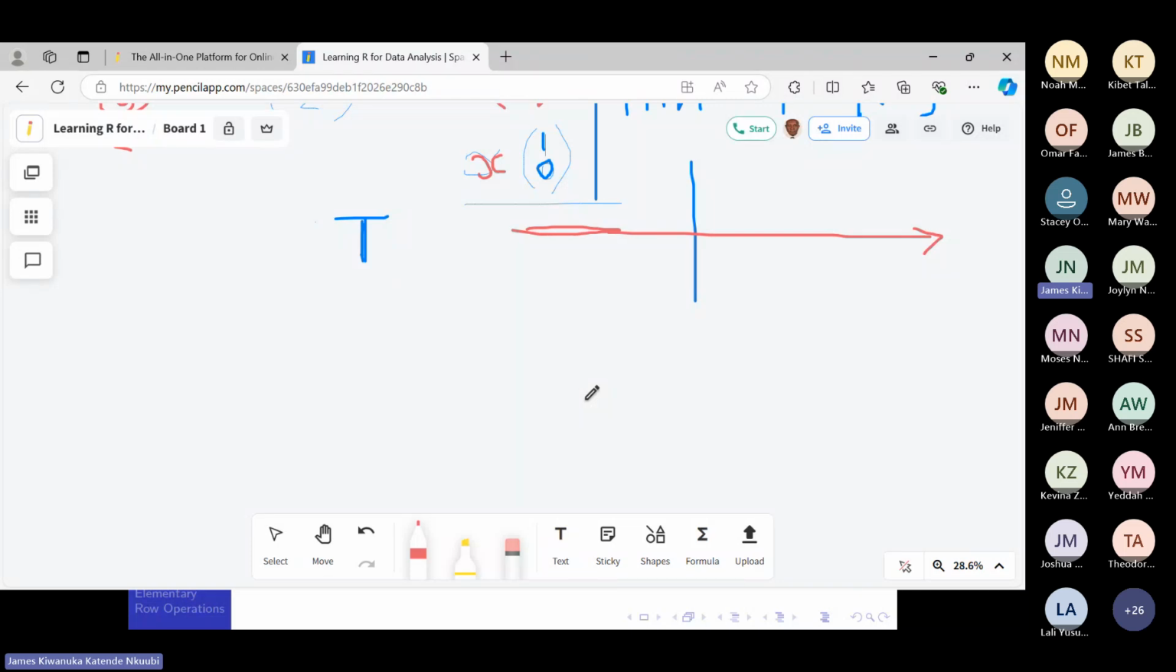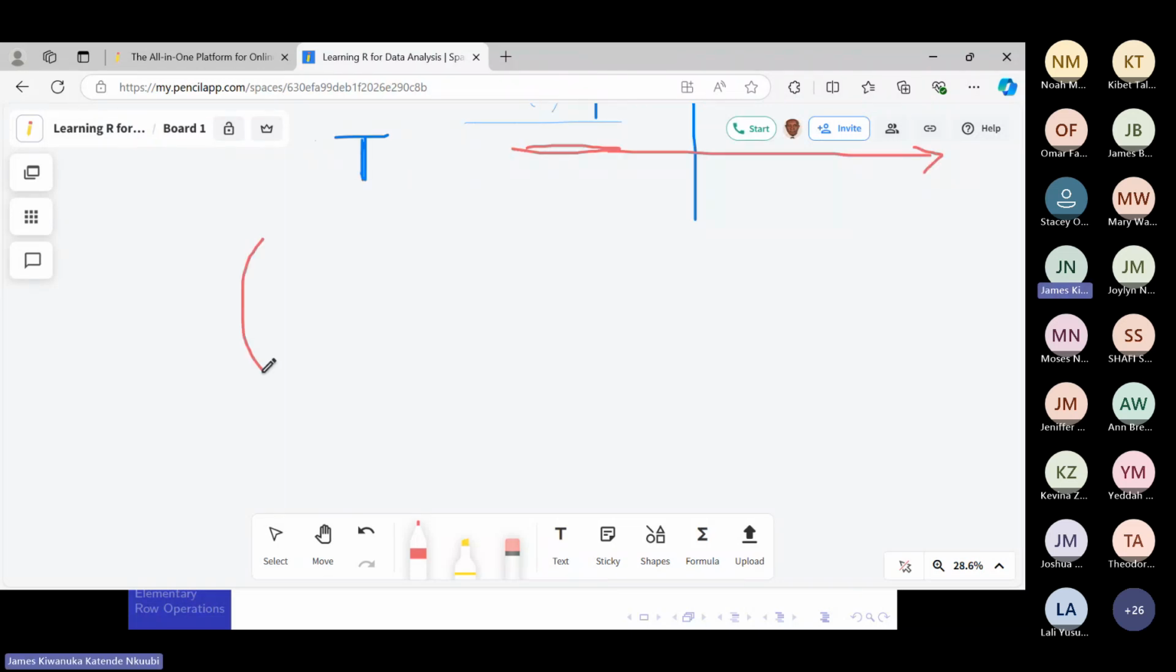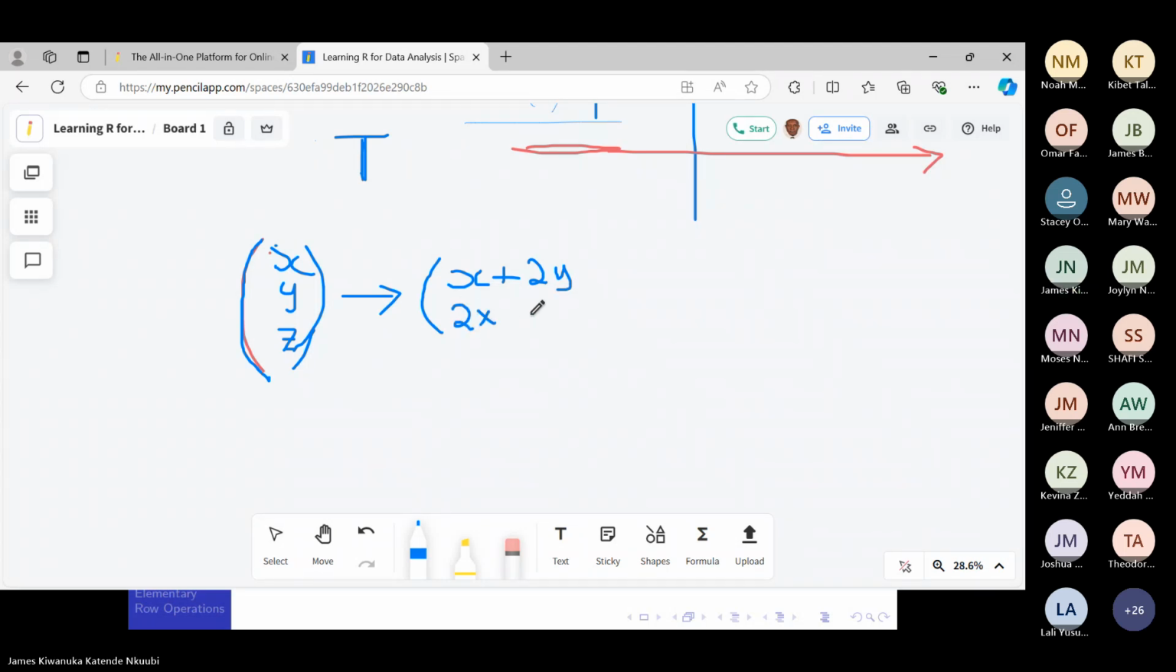So the next one was from R3. Let's go back to blue, I think. So from R3, again, it was taking a vector X, Y, Z and sending us to, I think, X plus 2Y, then 2X plus Z. So again, you can split this as follows.